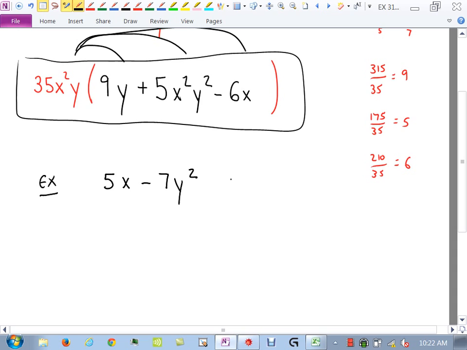So we would just say this, prime. Prime meaning not factorable. It goes back to the idea of prime numbers. Prime numbers cannot be broken down. Well, we're saying this cannot be broken down either. Here's another example.